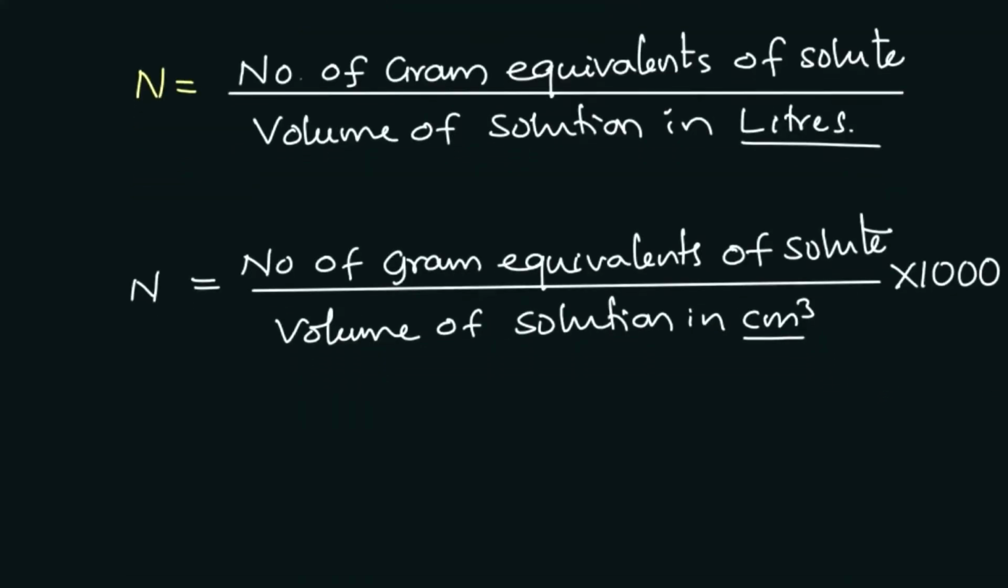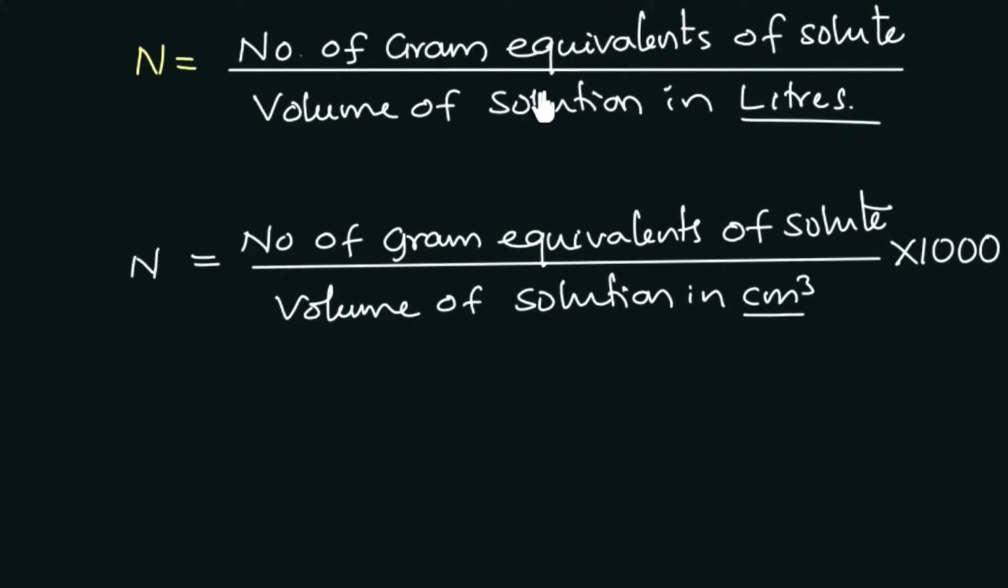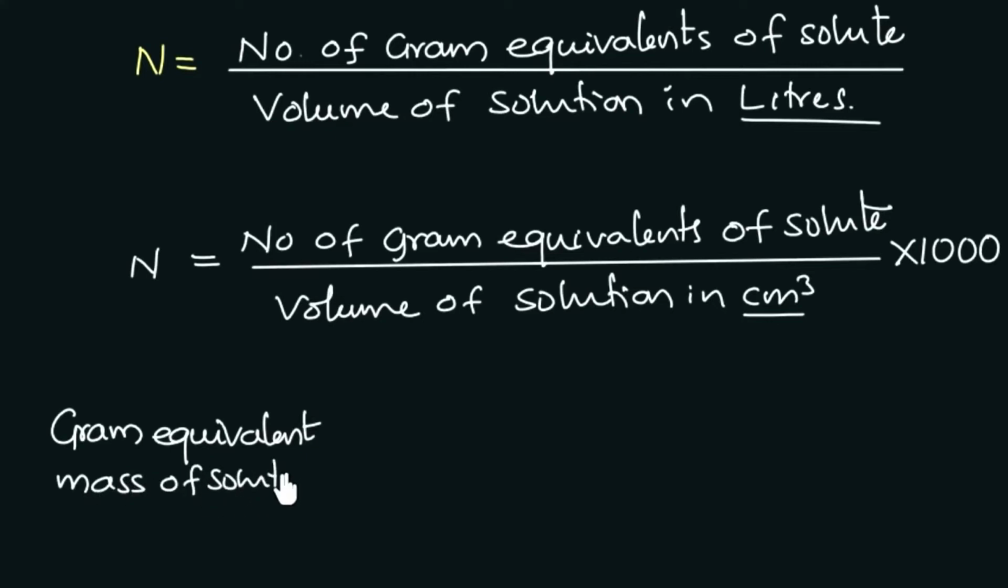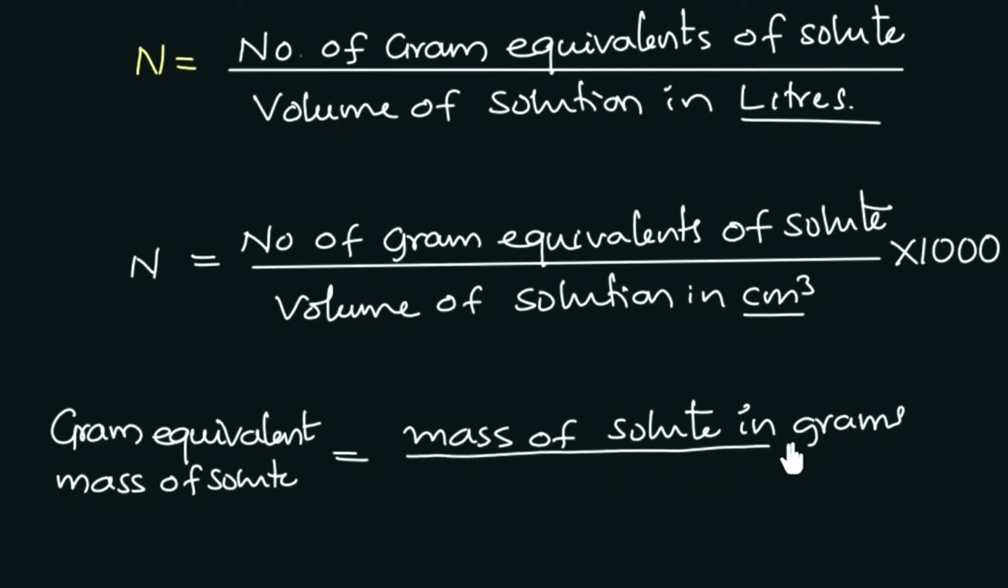Okay. Now you may get a question: what is the meaning of gram equivalent weight or mass of a solute? We can define the gram equivalent mass of solute as equal to the mass of solute in grams, and that should be divided by the gram equivalent mass. Again, a new term you got here, gram equivalent mass.